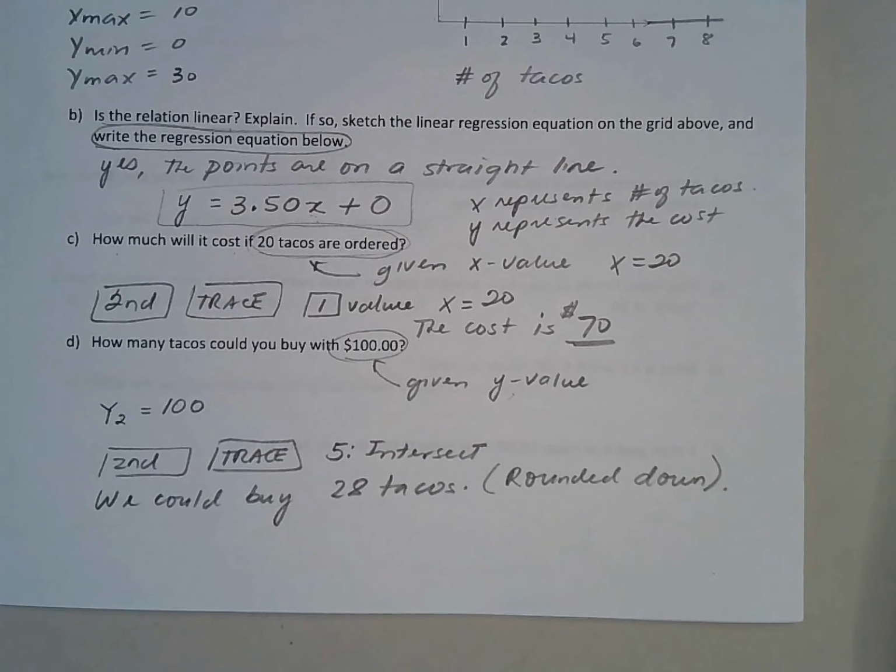Rounded down. Okay. How do you feel about that? The answer says 28.57, but we can't buy 28.57 tacos. So we need to round it off, but we can't round it up to 29 because that's gonna cost us more than $100. So the best way to do that is to round down by one less taco, so 28. We're within the budget.